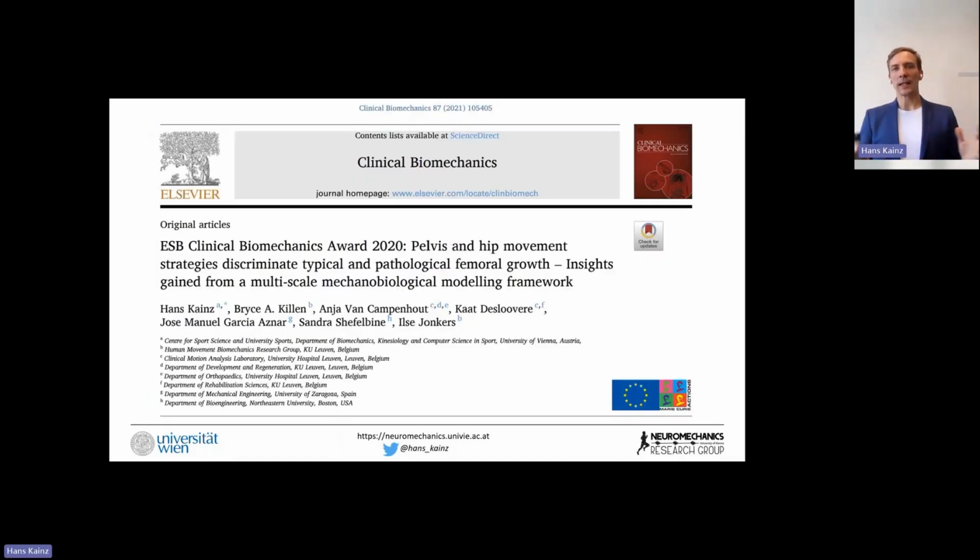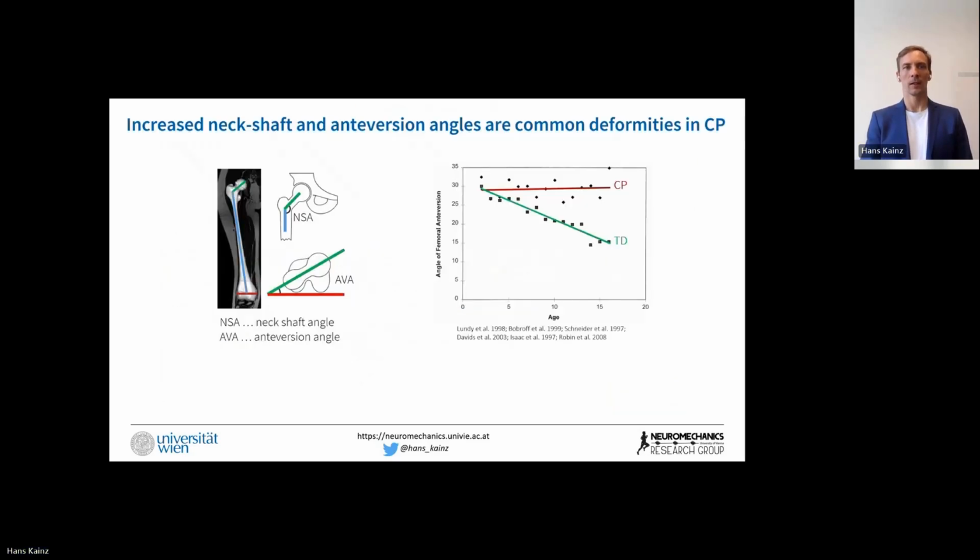In this next study, we tried to overcome this limitation. So this was still a study which I conducted when I was at KU Leuven. Again, we know already the femoral anteversion angle and the neck shaft angle. Children with CP are usually born more or less the same as healthy participants, but in healthy participants these angles usually decrease, and in some children with CP, they do not.